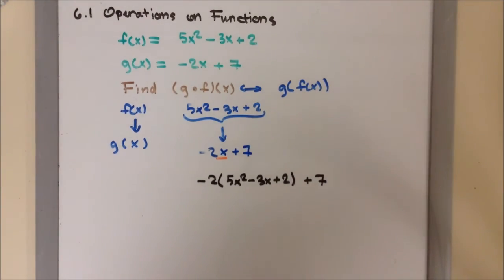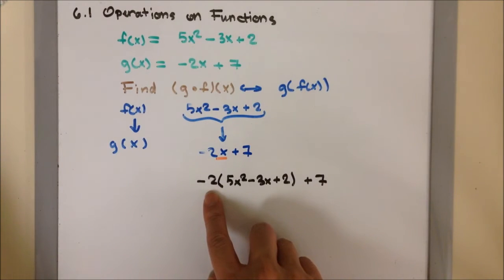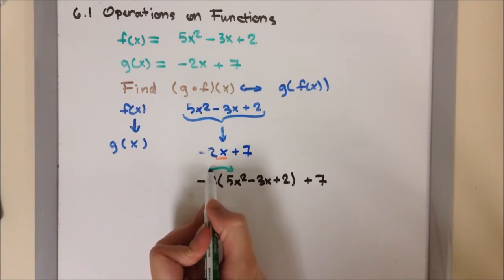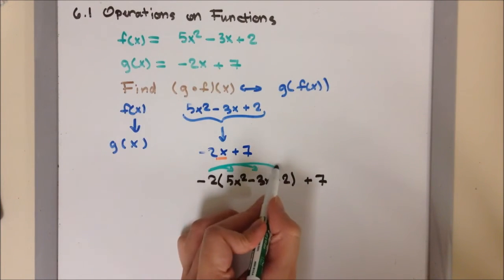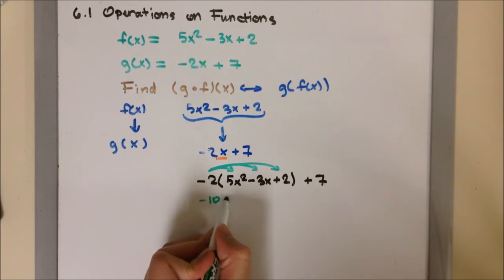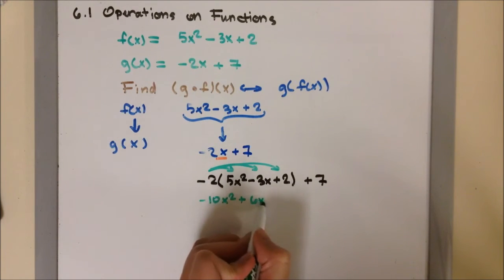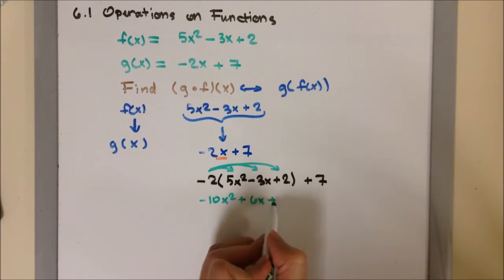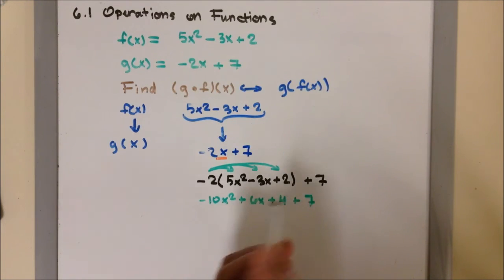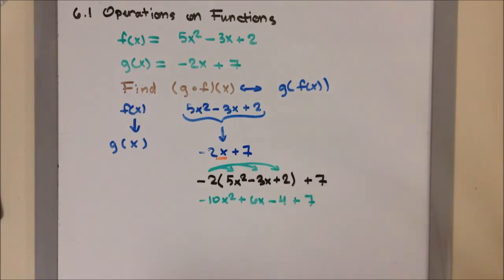So after that, to simplify, I'm going to distribute my negative 2, which is outside, to everything that's inside the parenthesis. So negative 2 times 5x squared will be negative 10x squared. Negative 2 times negative 3x will be positive 6x. Negative 2 times positive 2 will be minus 4. Then I bring down the plus 7. Excuse me, I'm rushing a bit.